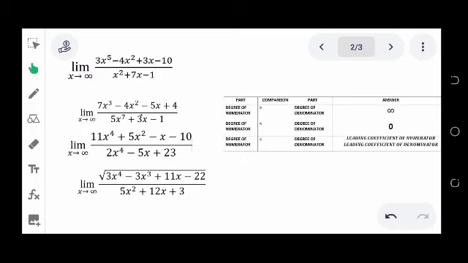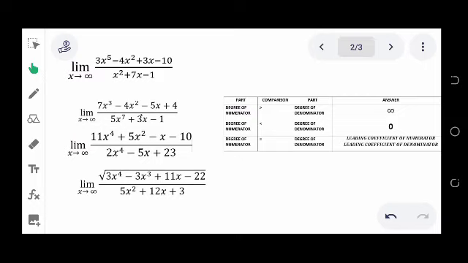So let's go to the rules. Now, these are the rules here. If the degree of the numerator is greater than the degree of the denominator, your answer will always be infinity. If the degree of the numerator is less than the degree of the denominator, then the answer will be 0. And if the degree of the numerator is equal to the degree of the denominator, then the answer will be the leading coefficient of the numerator over the leading coefficient of the denominator. So let's use these rules to answer these examples.